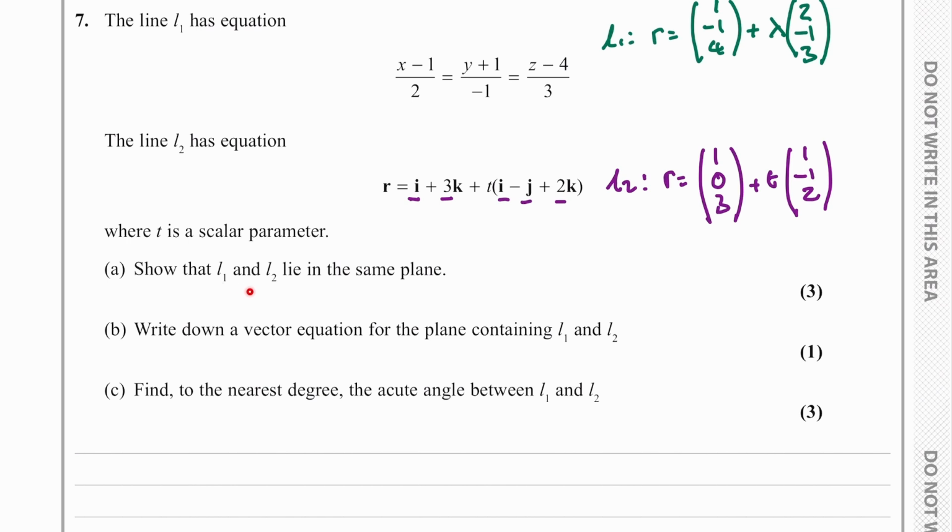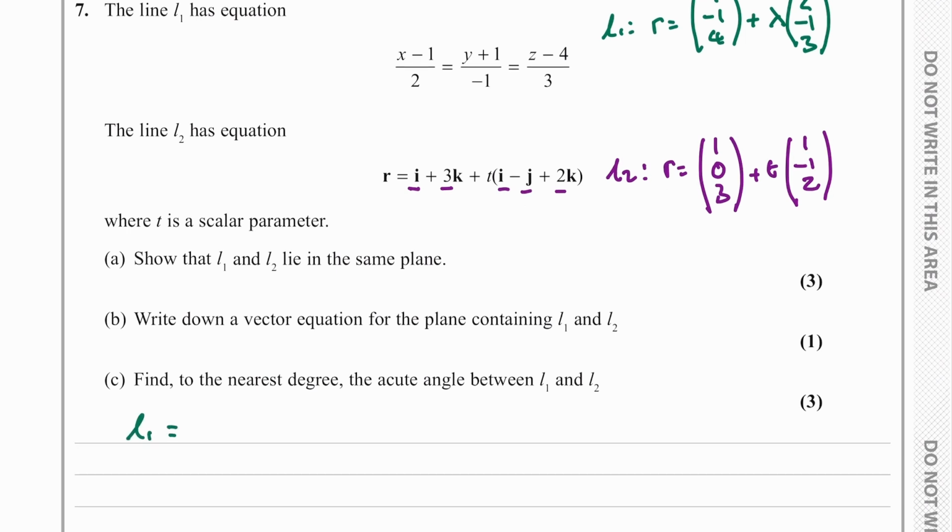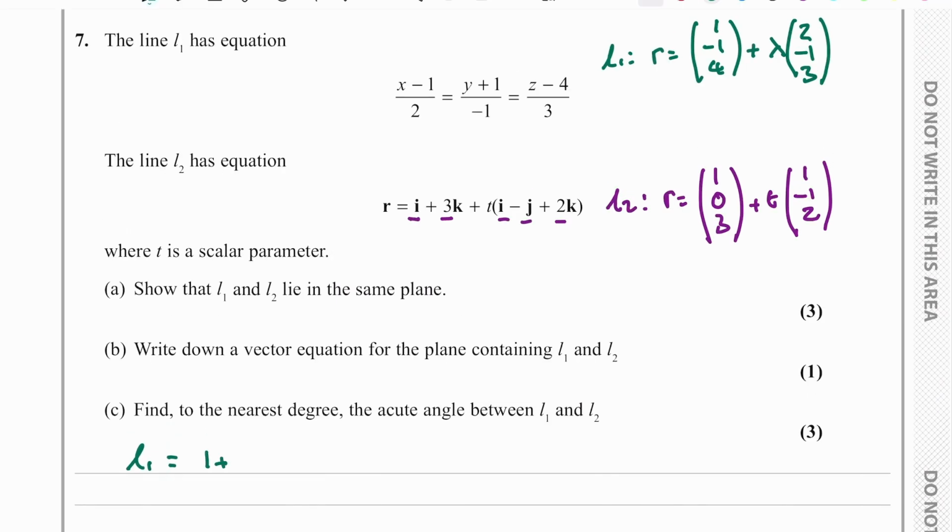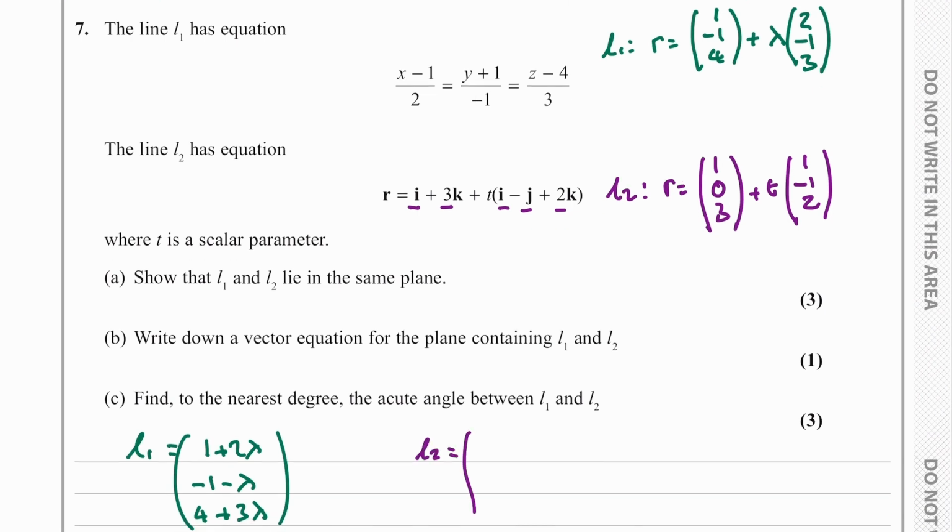And to show that they lie on the same plane, we need to find the general position of each of these lines. So for L1, we'll have the x component of 1 plus 2 lambda, the y component of -1 minus lambda, and the z point of 4 plus 3 lambda. For L2, we'll have 1 plus t, -t, and 3 plus 2t. Now, if they lie on the same plane, then they must intersect. So what we need to show is that they do intersect.